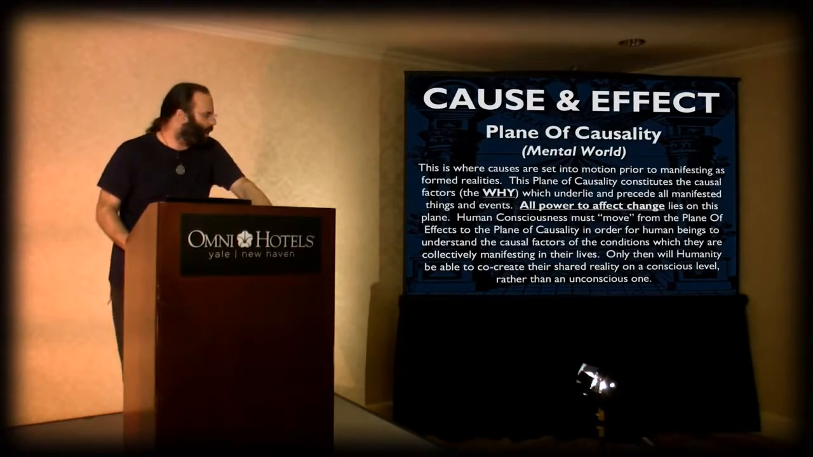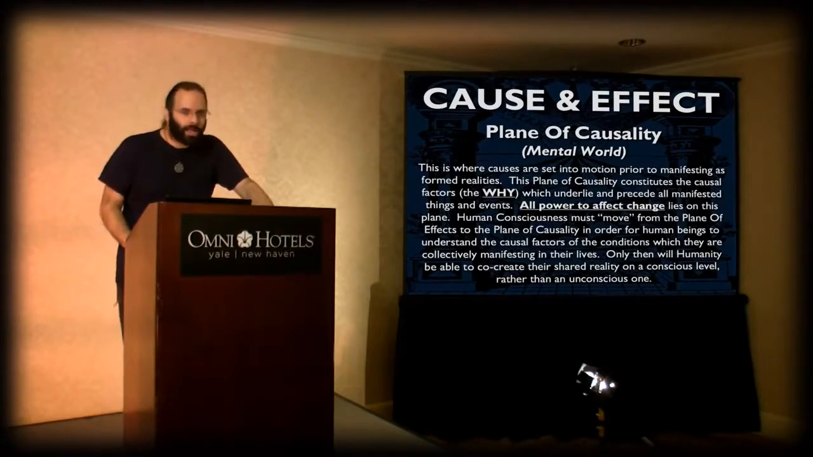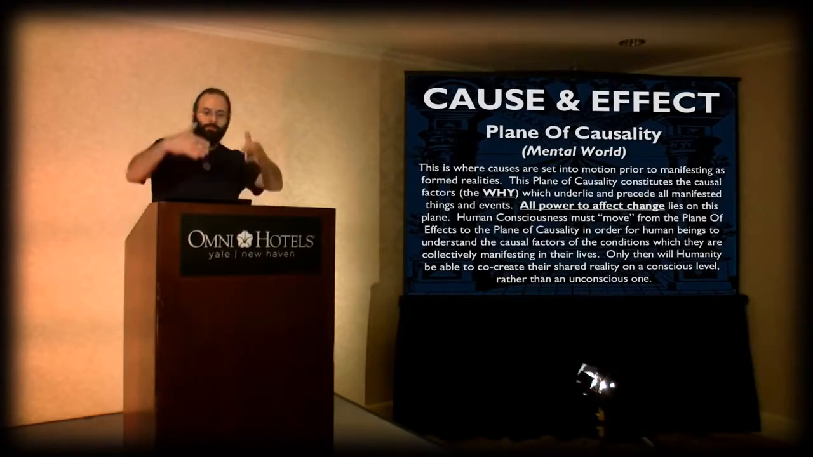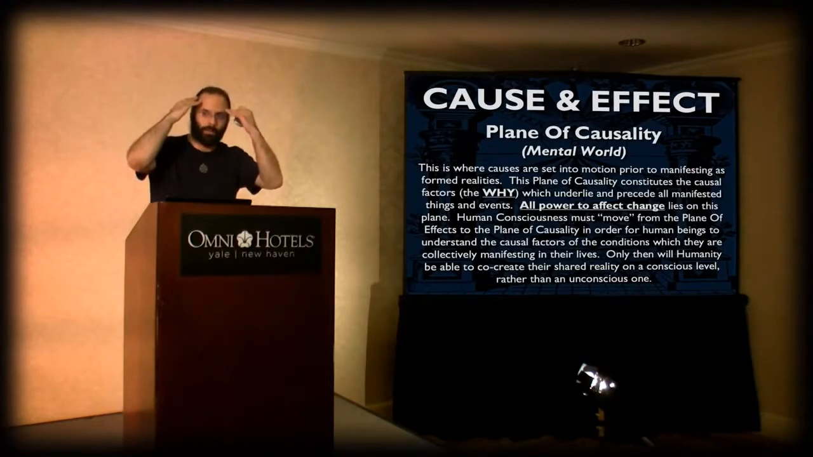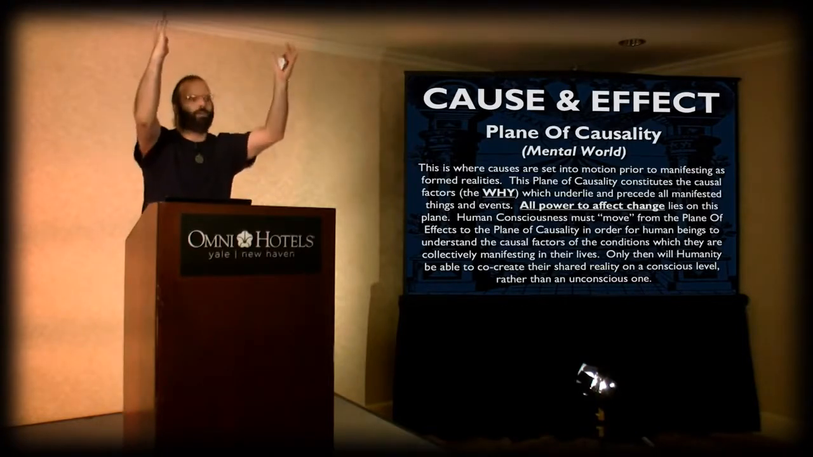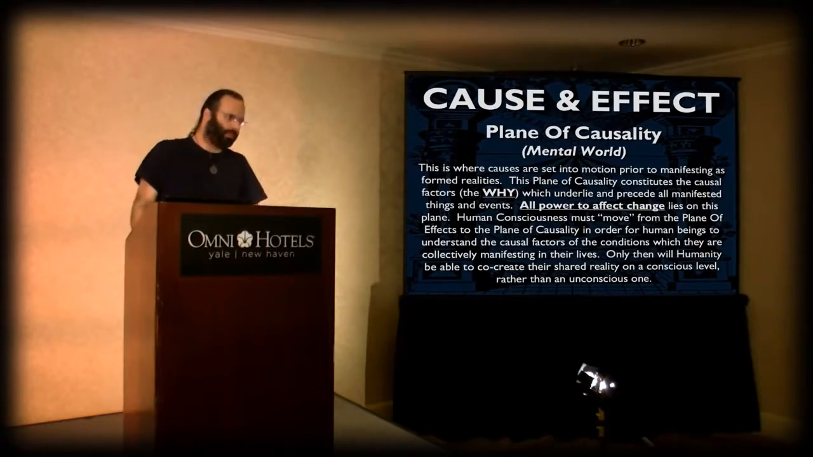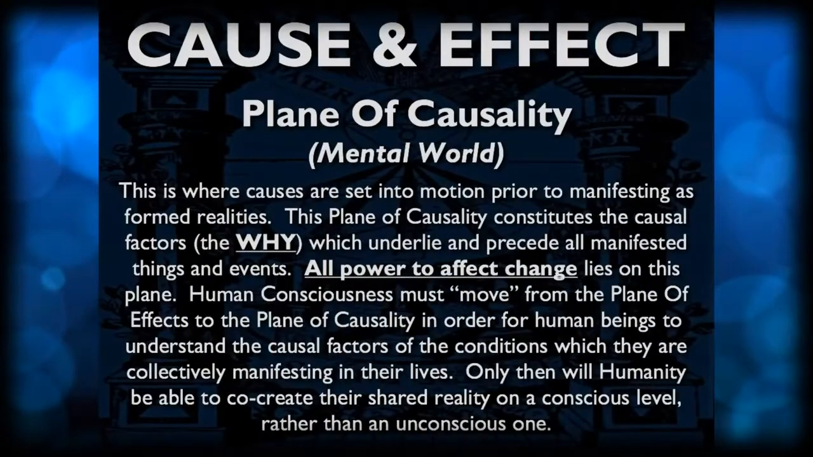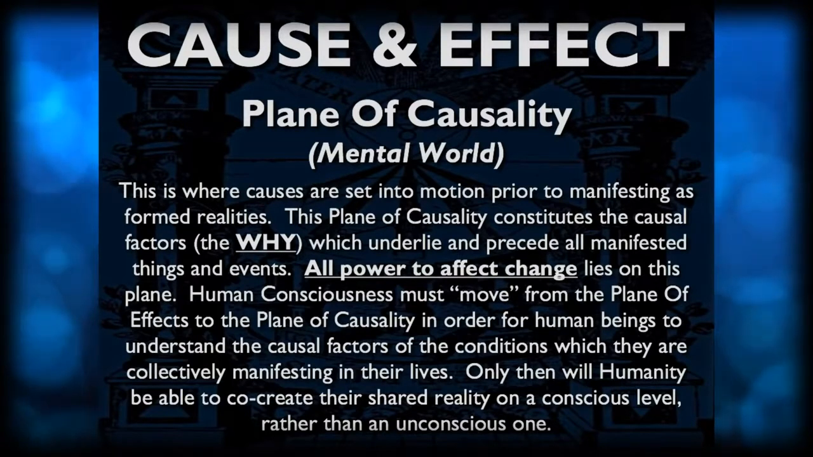So let's look at the plane of causality. This is the other plane. This is the mental realm, the mental world. Again, according to the law of mentalism, the first principle of natural law, everything that manifests must first manifest in mind before it can manifest physically. So again, the plane of causality is the mental world that's generating the causes in mind. Everything is happening there first, and then it is trickling down to the physical domain. It is manifesting in the physical domain only after it has manifested in the mental world. The plane of causality is where causes are set into motion prior to those causes manifesting as formed realities in the plane of effects.